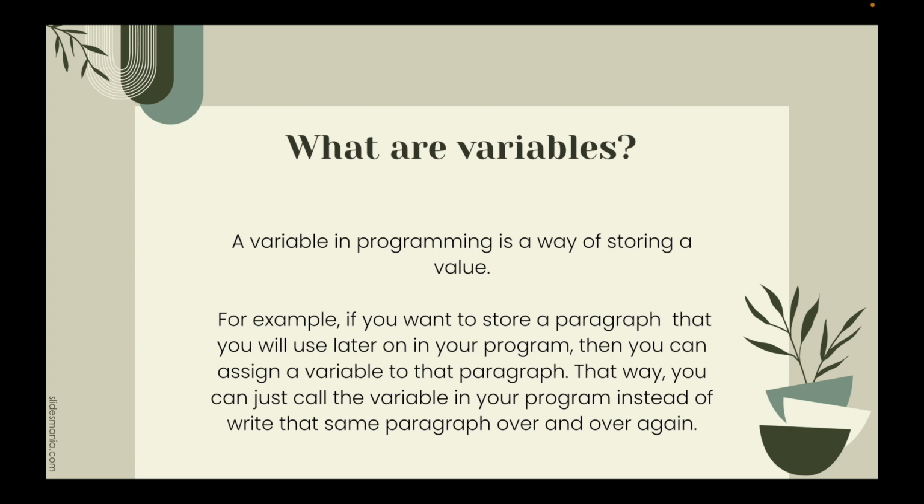What are variables? A variable in programming is a way of storing a value. For example, if you want to store a paragraph that you will use later on in your program, then you can assign a variable to that paragraph. That way, you can just call the variable in your program instead of writing that same paragraph over and over again. So basically, you can think of a variable like a container that stores all different kinds of values and data. And then once you define a variable and set a value to that variable, you can just keep on calling that variable later on in the program, so you don't have to type out the values that you stored into that variable multiple times.